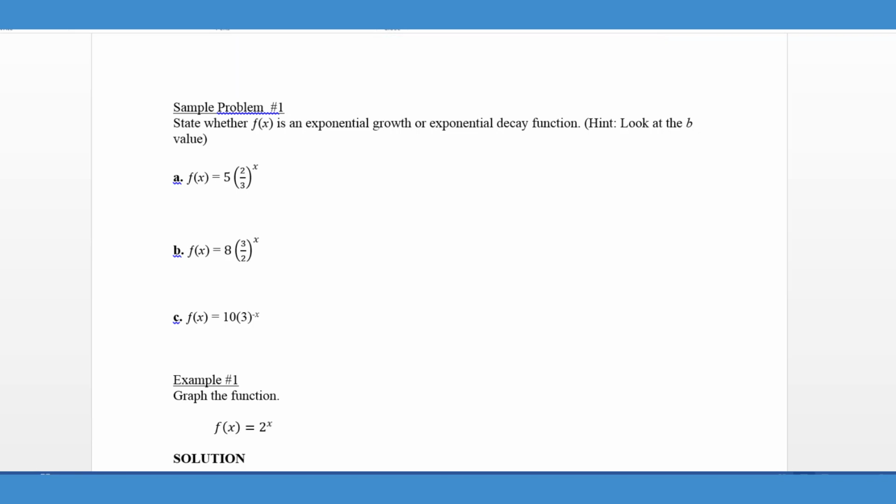Okay, so if we're looking at this, we're looking for A times B to the x power. And to determine if it's an exponential growth or exponential decay, we want to look at the B value, and that's what the hint in the problem has given you. And so if you look at part A, we're going to look at the B value there. We have 2/3, and we know that it's between 0 and 1. So that is a decay function.